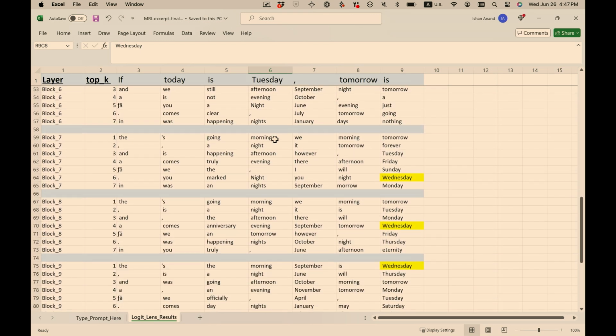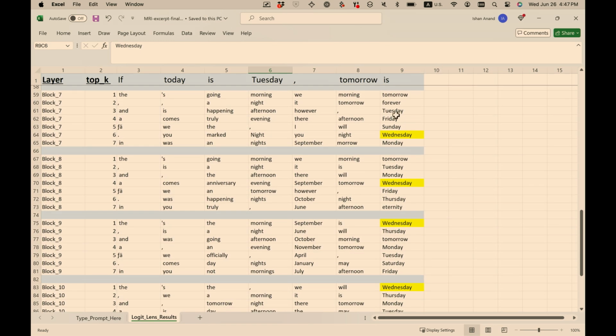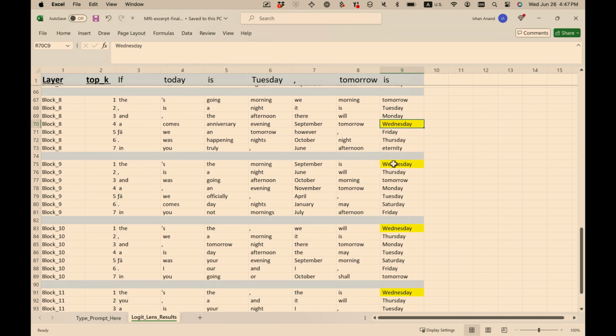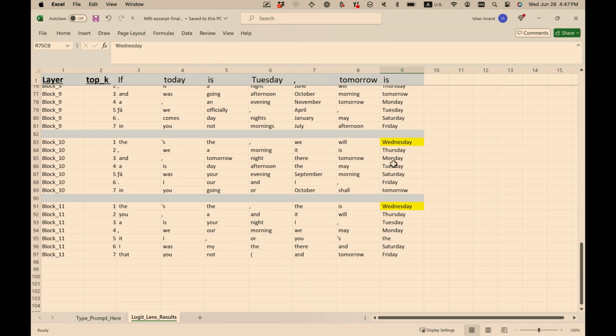And then it completely disappears. And then, oh, over here, towards the last few layers, suddenly we see tomorrow, forever, Tuesday, Friday. It knows we're talking about time, we're talking about days. And it gets Wednesday, but it's still the third most likely token. And then finally, it moves it up to the final position, and then it locks it into place.